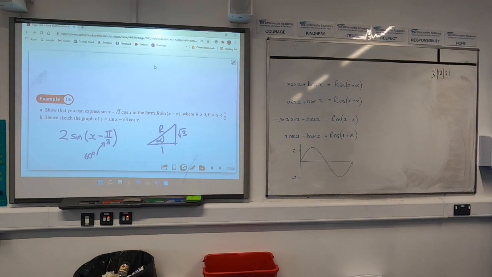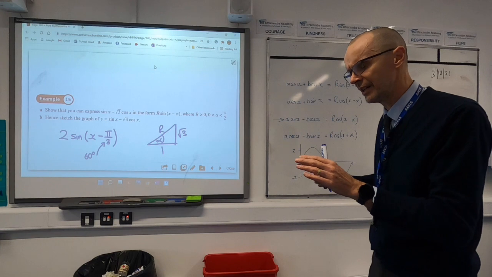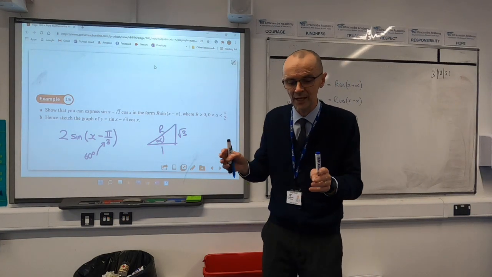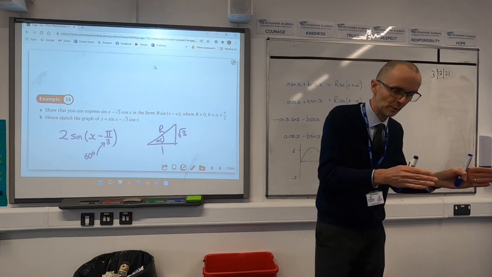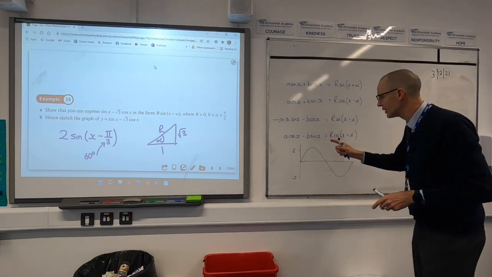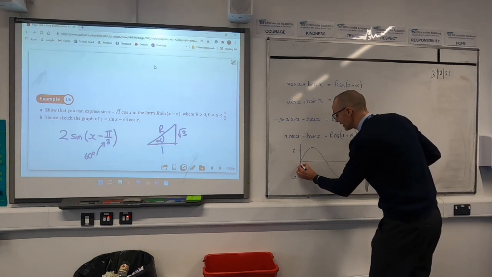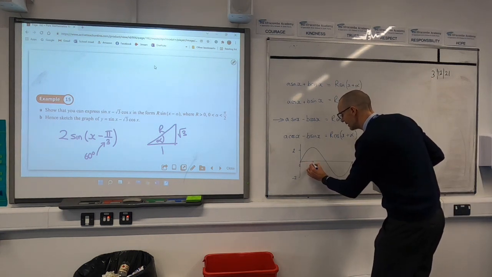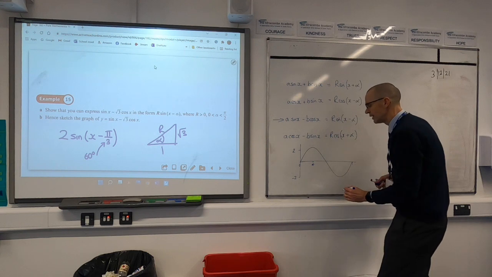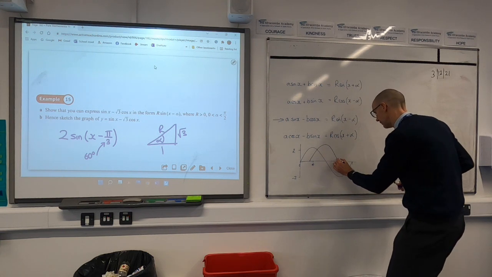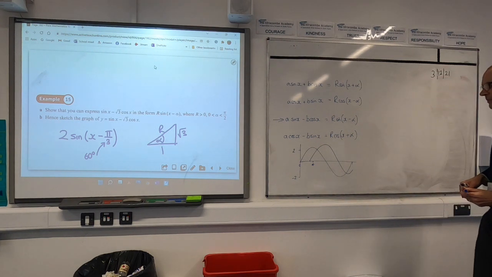X has been replaced with x minus pi over 3, which I am so much better with degrees, so that's x minus 60. I know that when you replace x in any function with x minus something, it shifts the function forward. It's the opposite to what I expect. So I need to shift this function forward 60 degrees. Now at the moment, that's 0 and that's 90. So 60 degrees will be about here. So the curve is going to look like that.